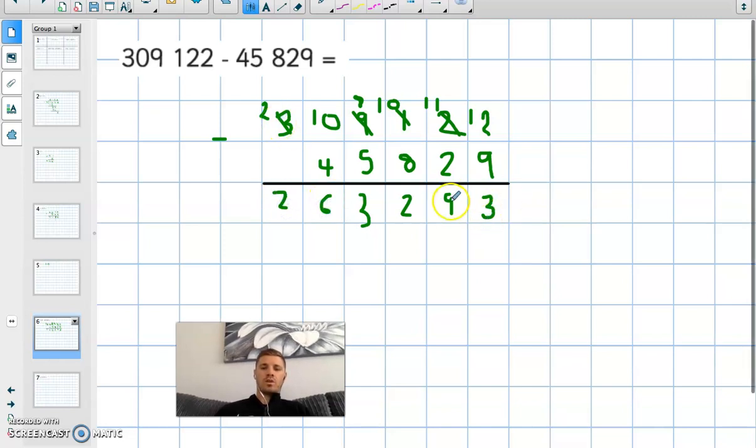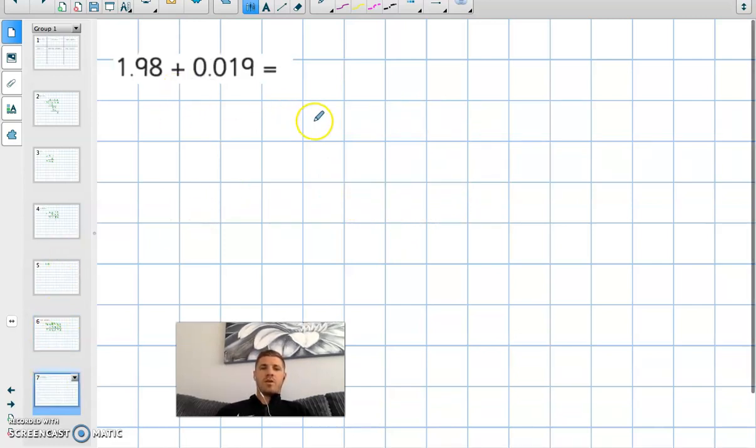Remember my trick, 1, 2, 3, and put the comma in front of the third digit from the right, just to chunk it. So you've got 263,293 is your answer. And finally, we're going on to adding 2 decimals together. So 1.98 would go on top. Ensure that you put the decimal point in the correct place, line them up correctly, and you've got 0.019.